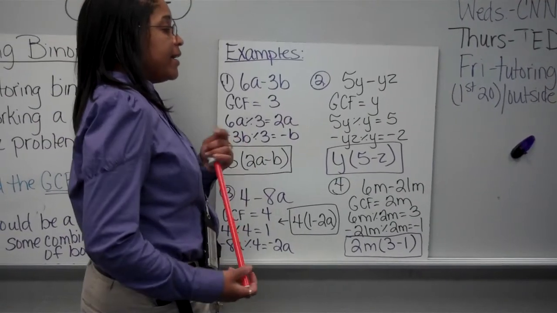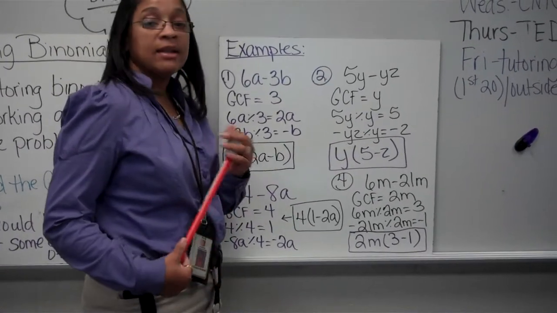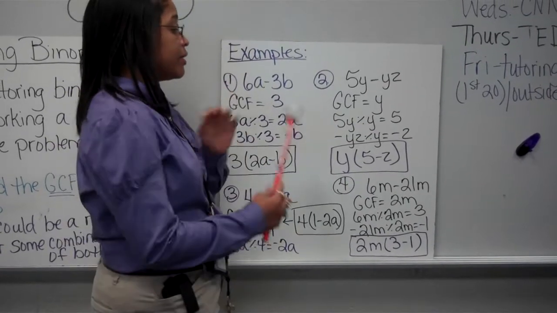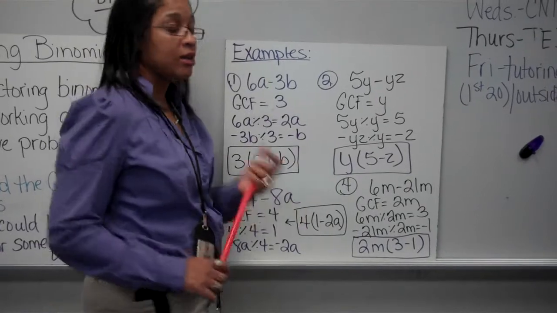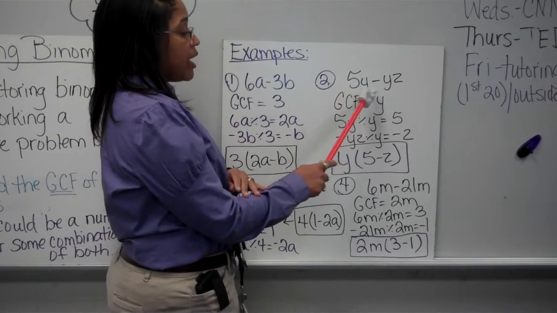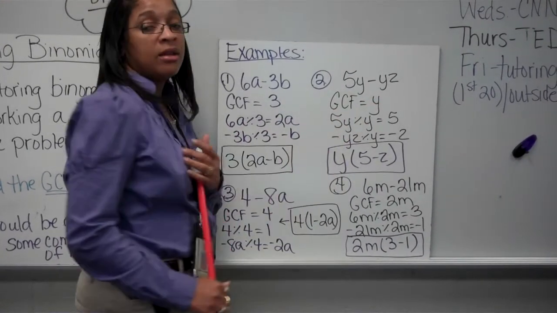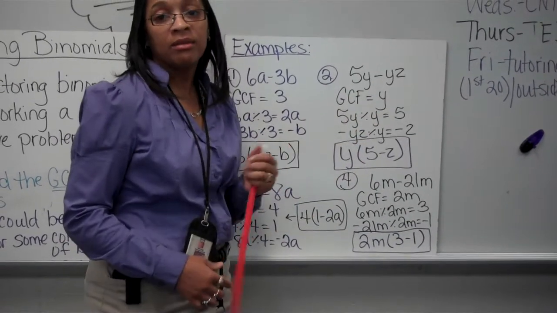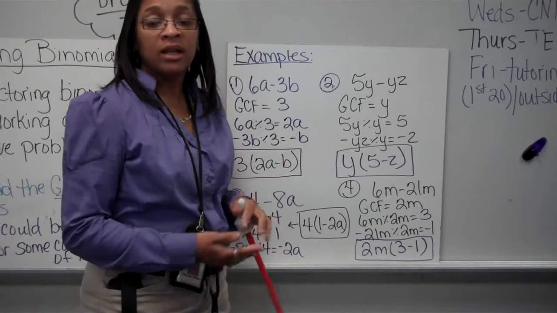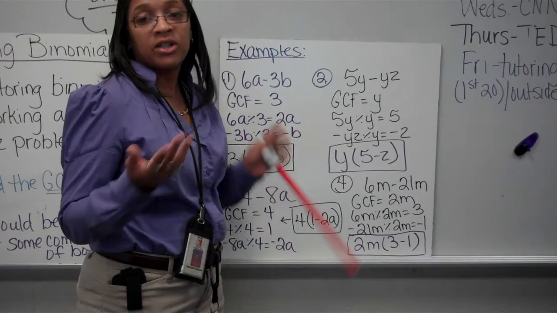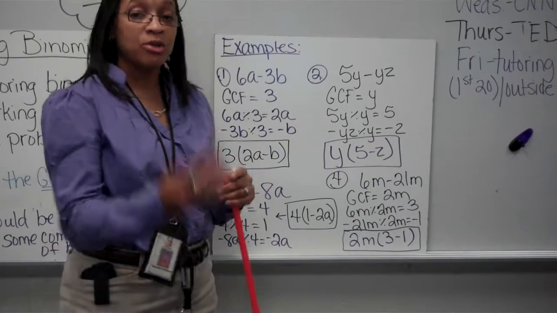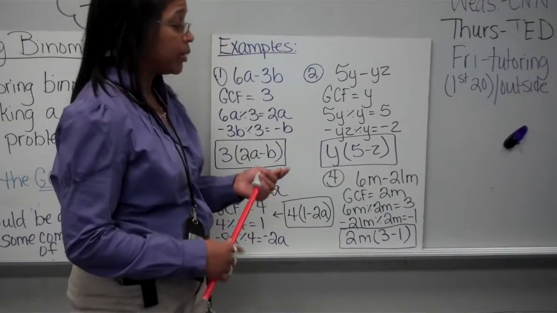Now I have a binomial that has variables in both terms, and there is a common variable. So the first thing I'm going to determine is what is my GCF. Well, this has a 5y, this has a y minus z. The GCF of 5 and 1 is 1. If the GCF is 1, I don't pull out a 1. I just don't pull out anything, or I know it's 1 in my head. Sometimes you can write the 1, but you don't have to.